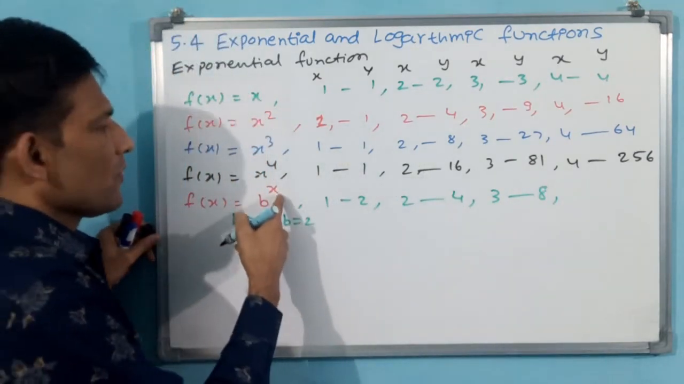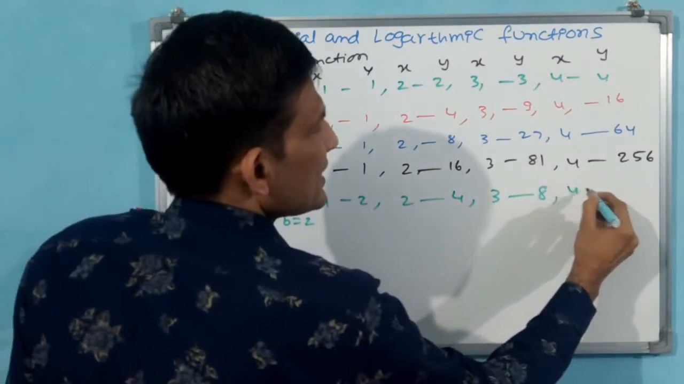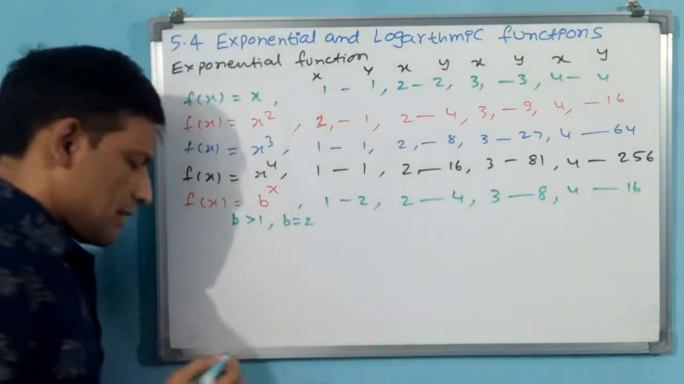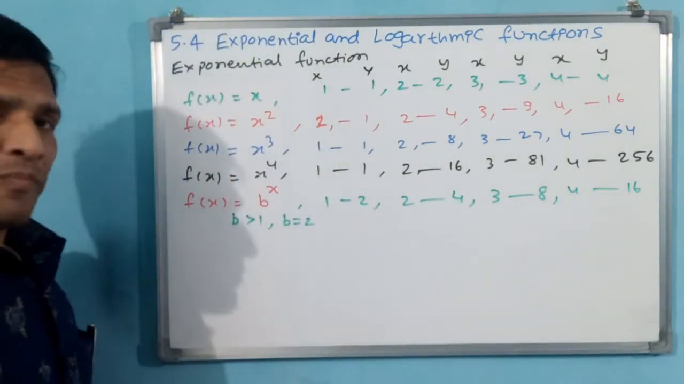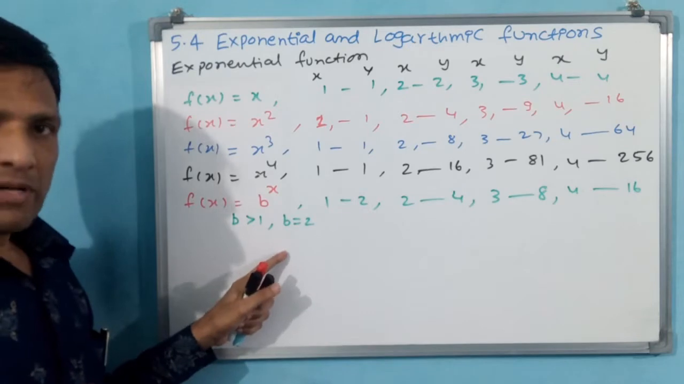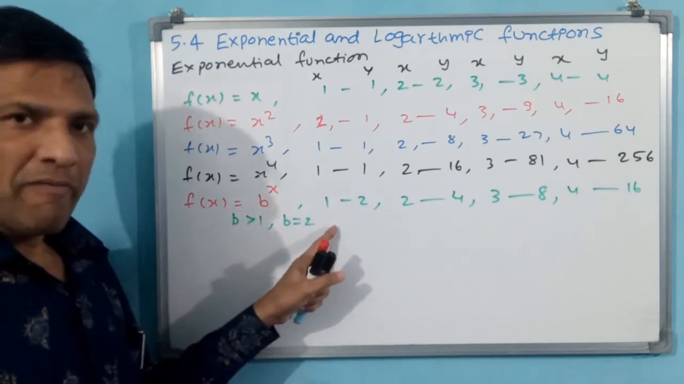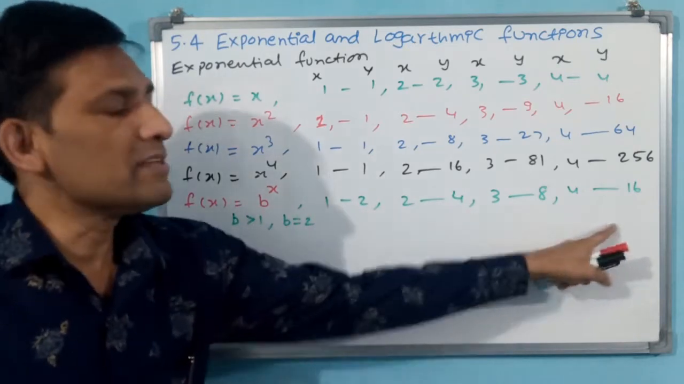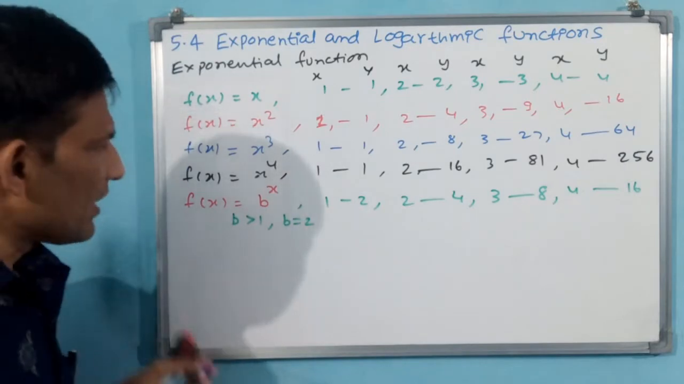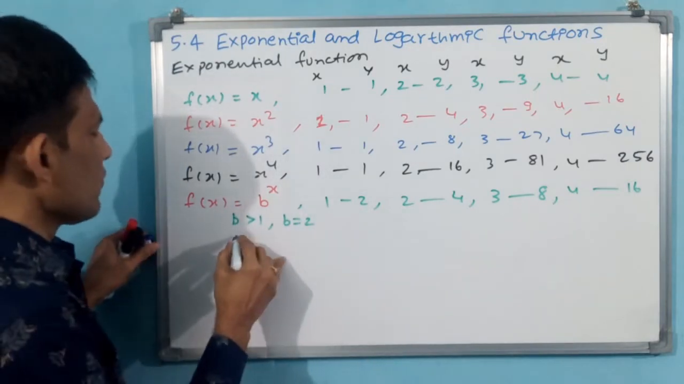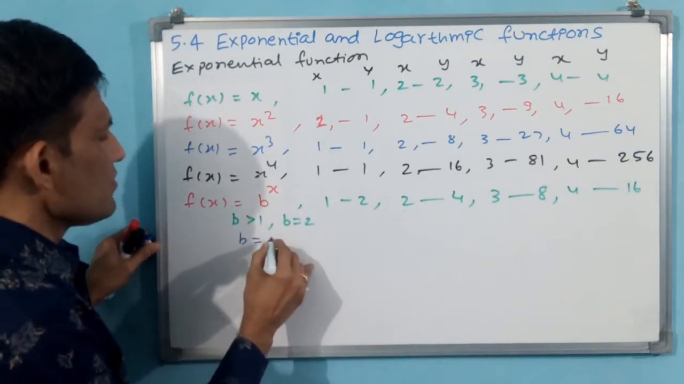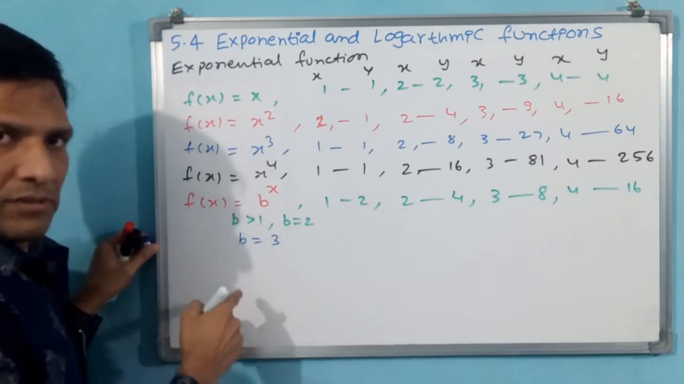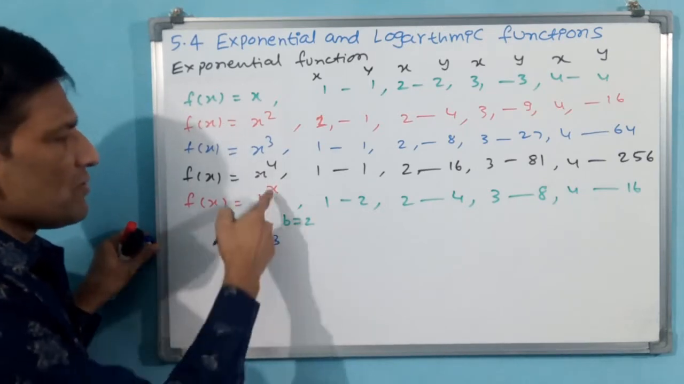What will be the 4? If you give 4, 2 power 4 is 16. Okay. Even if you keep the base the same, if you change the power, the value goes on increasing tremendously. Or else you see another example: say b is equal to 3, I have taken now. Okay, this function, b is equal to 3.